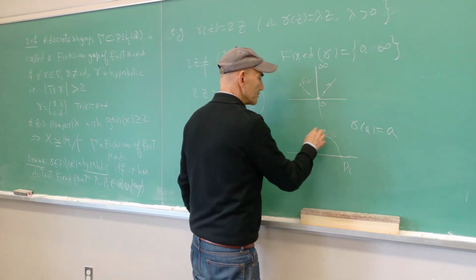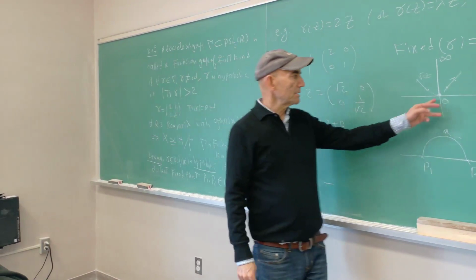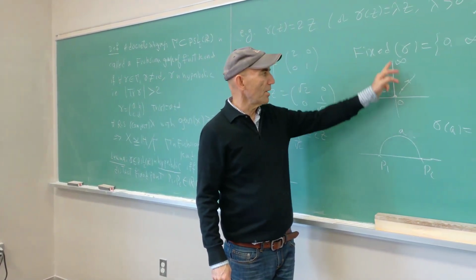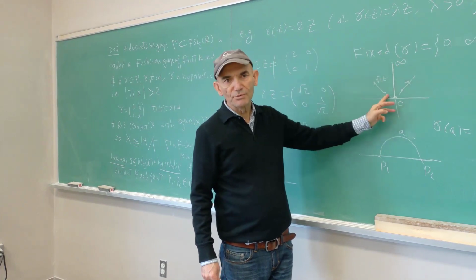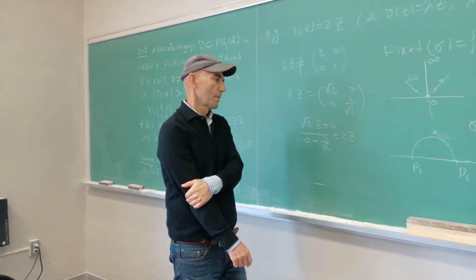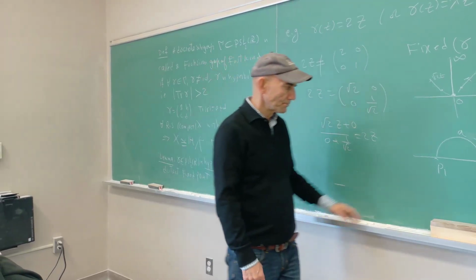This is the arc A. In this case, it's also a geodesic. Obviously, this geodesic line is also mapped to itself.